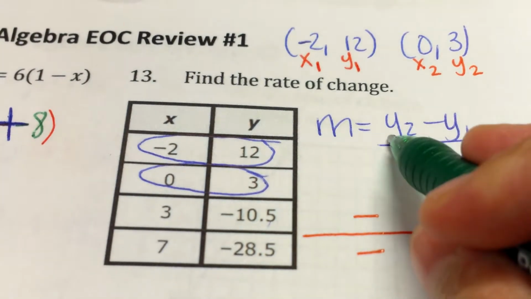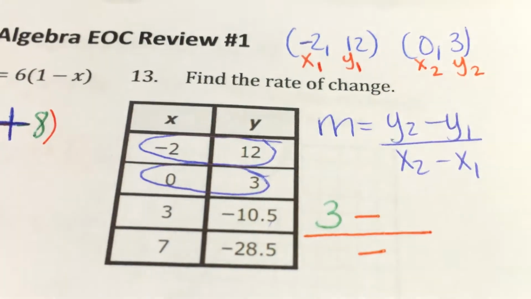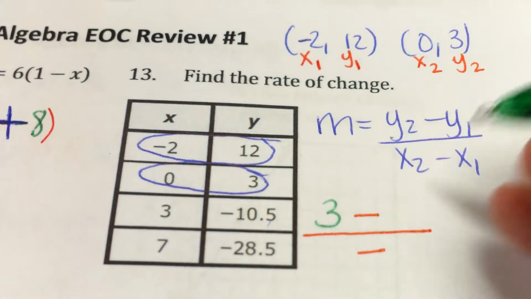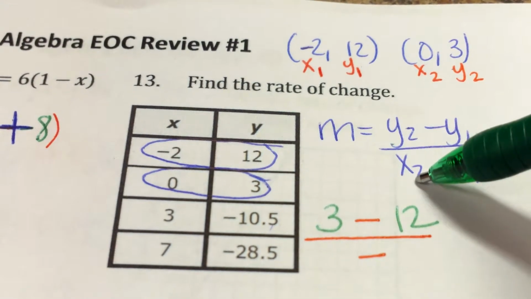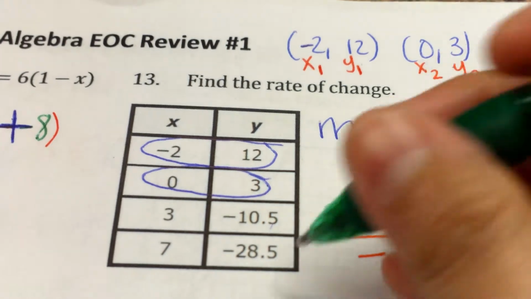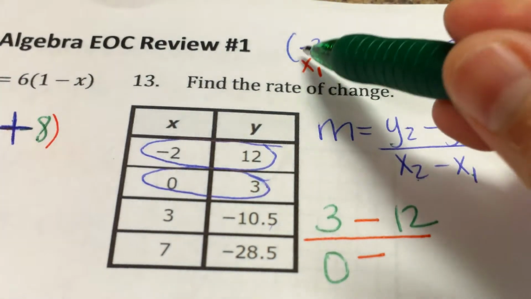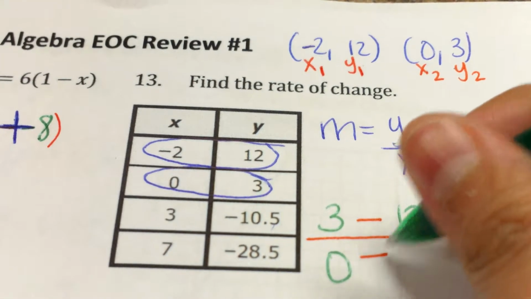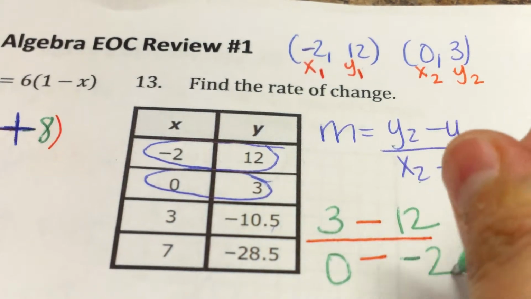Okay, so here it says y2. My y2 is 3. This one says y1. My y1 is 12. Here it says x2. My x2 is 0. Then here it's x1. My x1 is negative 2. So you need to be careful because that minus is already there from the formula. So you need to put them in as negative 2.